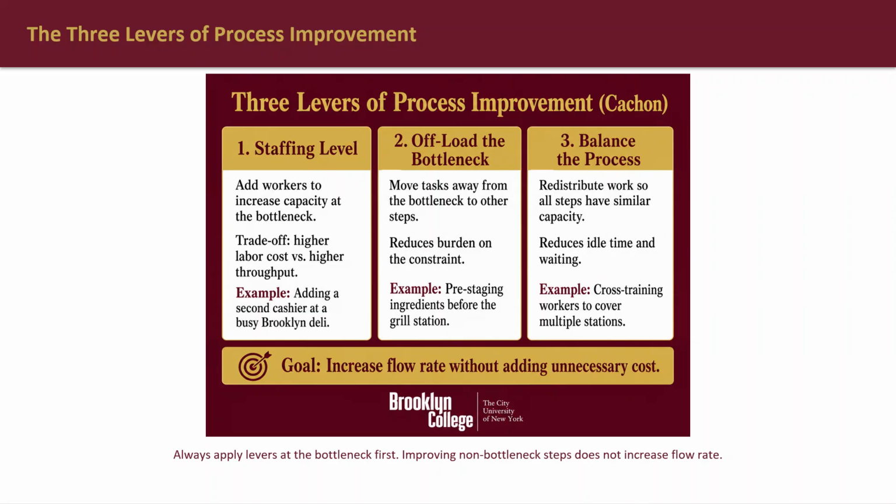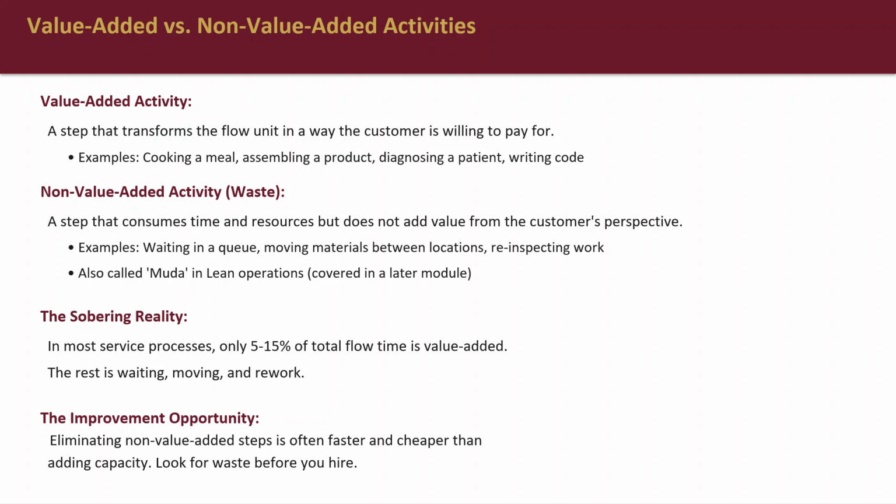Now read the rule at the bottom of the screen, because it governs all 3. Always apply these levers at the constraint first. Improving any other step does not raise your flow rate. It just makes a fast step faster. Before you spend money on any of those 3 levers, ask a cheaper question first. Is this work even necessary? That is what this slide is about.